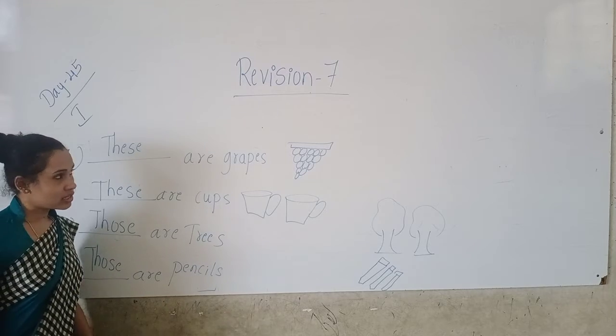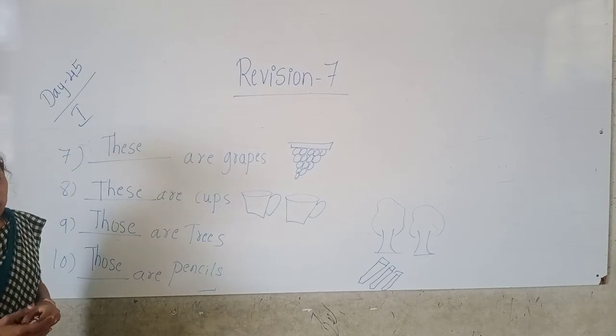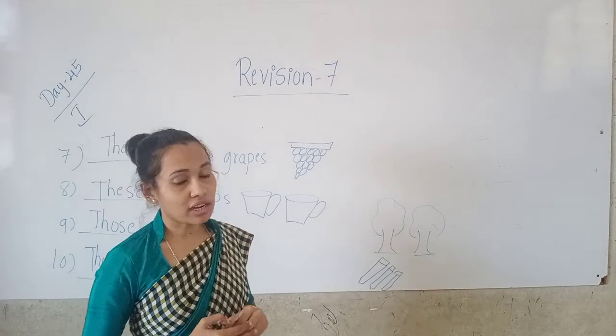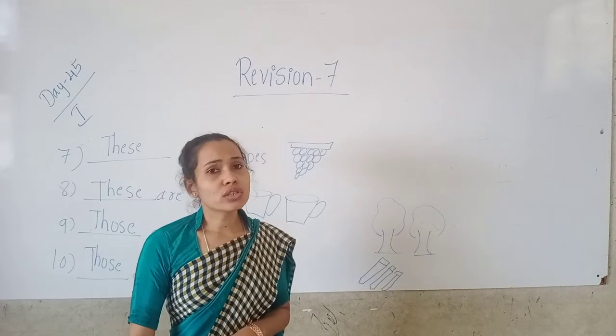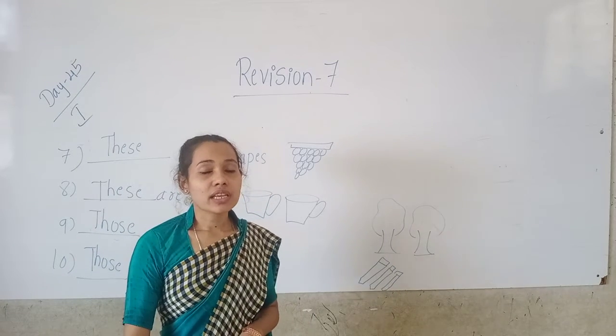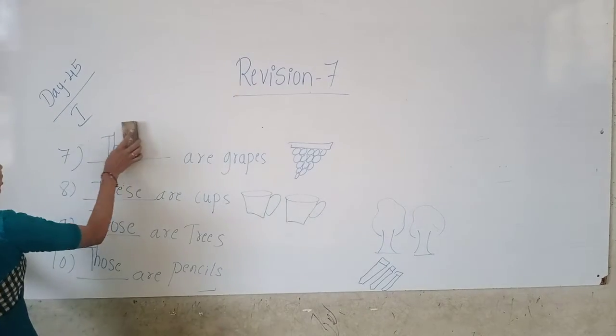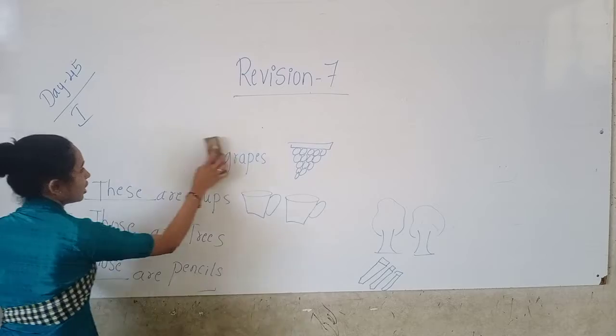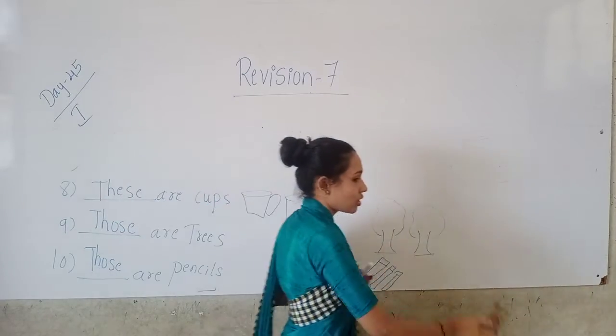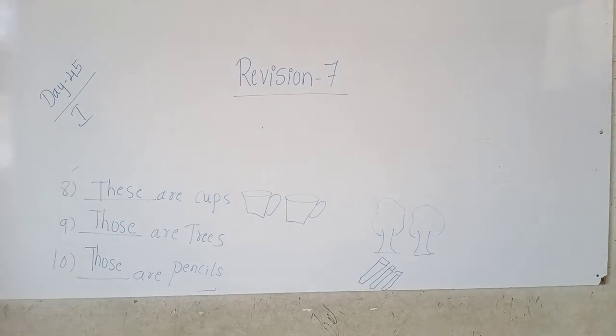Those are pencils. So these we are using to point out the things which are near to us, and those we are using with the things which are far from us. Okay. These and those we always use to point out the things which are in plural.